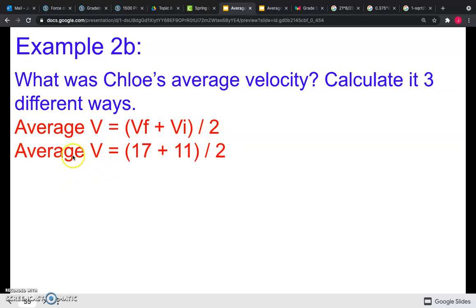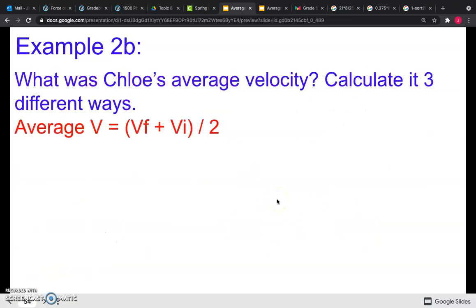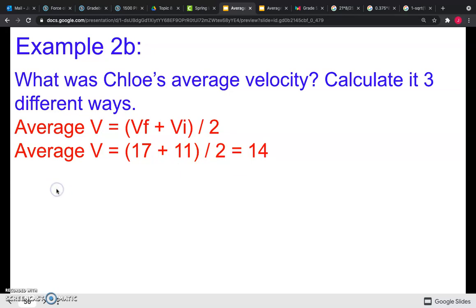Okay, so her final velocity was 17. We calculated that on the last page, right? 17 meters per second. Her initial velocity was 11. We gave that in the problem, and then we're going to divide that by 2. 17 plus 11 is 28, divided by 2 is 14. And then remember, your units for velocity are meters per second. Okay, so that's the first way.